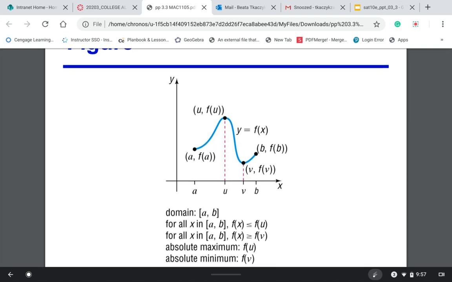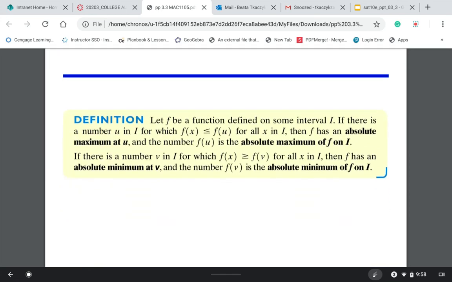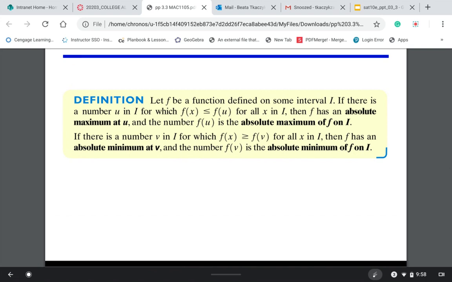Absolute minimum is the lowest point on the graph. If we're talking about the value of the absolute minimum, the y coordinate is the one we need, and the x coordinate just gives us direction. This is where that absolute minimum is. So absolute minimum, the lowest point on the graph; absolute maximum, the highest point on the graph. Here you have a definition, but let me update that.